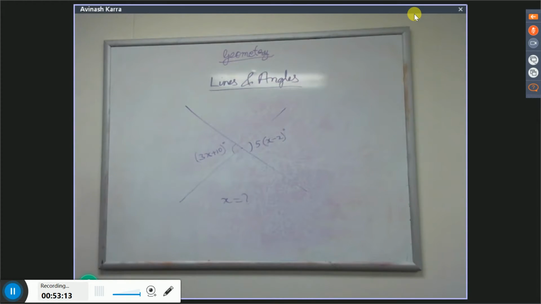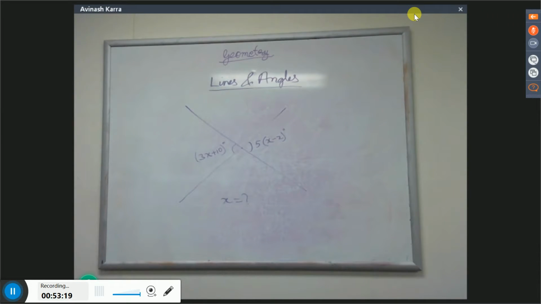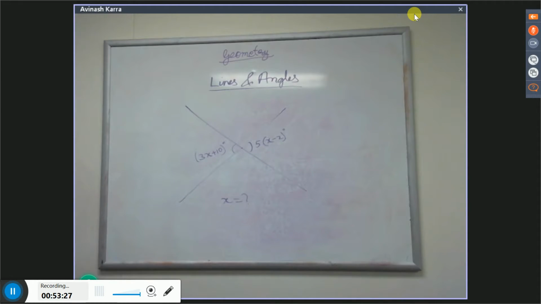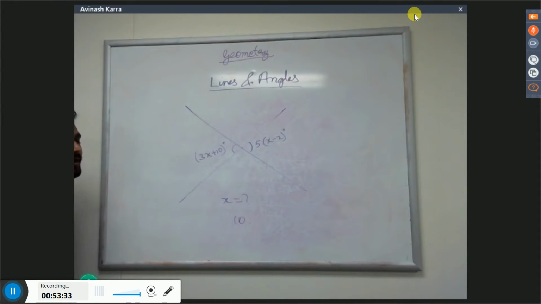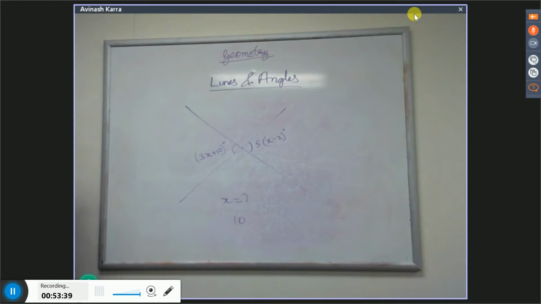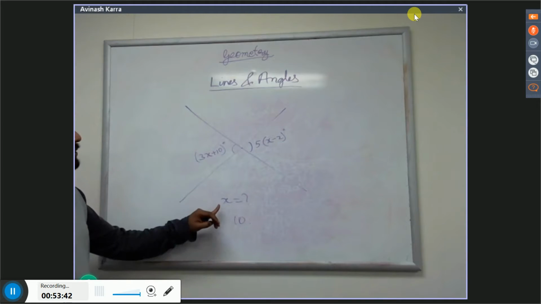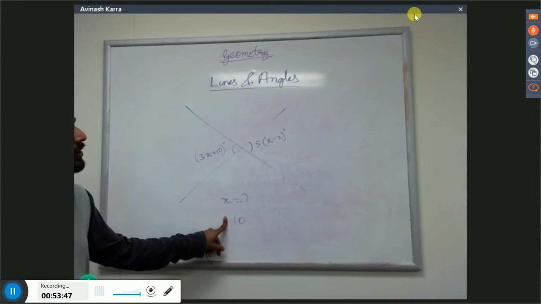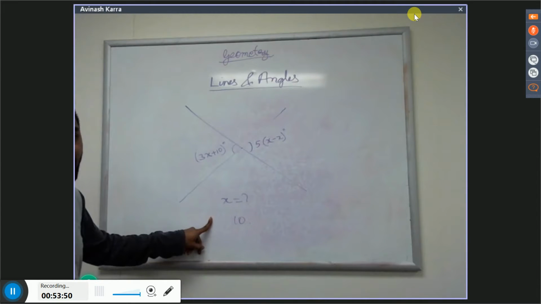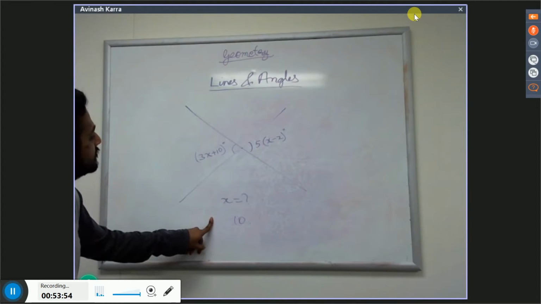Can you do it for me? X equals 10. Yeah, perfect. X equal to 10. Yes. Is there anyone who didn't get 10? You want me to explain? Please. Sure.